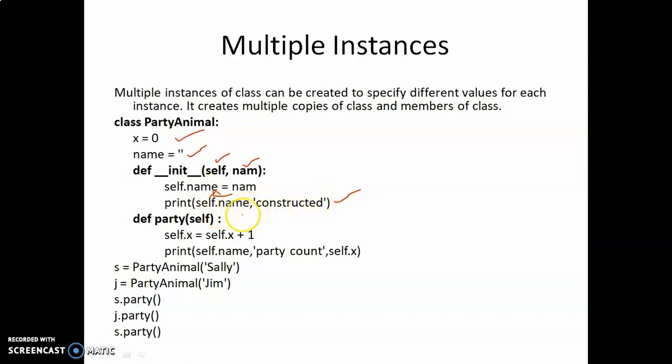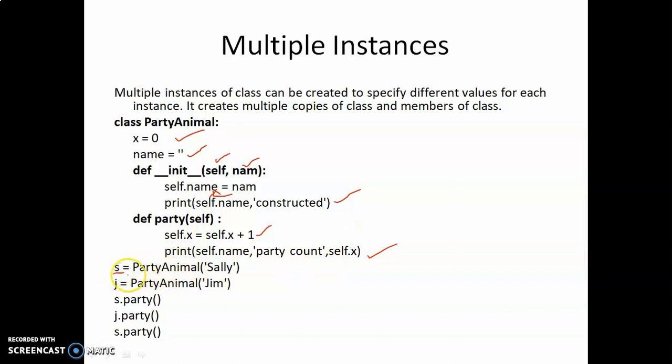Based on whatever object we have used to call the method, that particular object's name variable value and "constructed" is displayed. And then we are creating a party method which increments the x variable value by 1, and it shows that x variable value, the name of the object, and party count self.x.